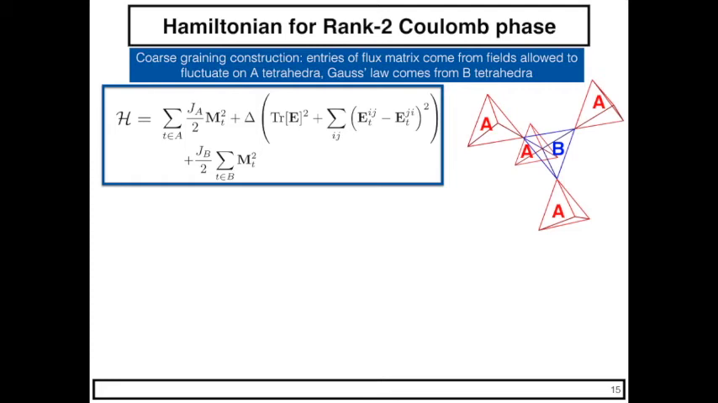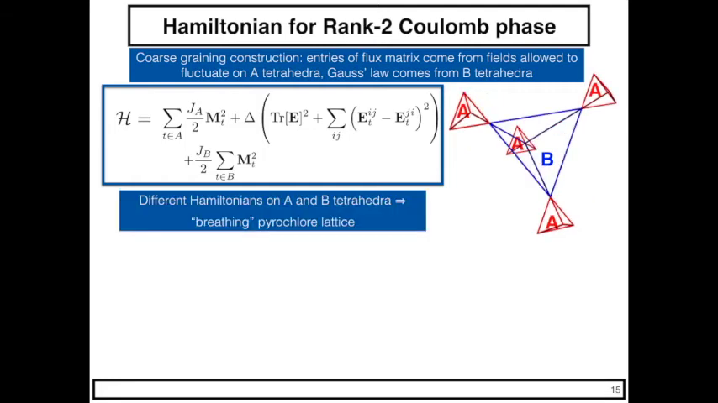At low temperatures, the additional terms on the A tetrahedra will force E to be symmetric and traceless, and the interactions on the B tetrahedra will impose a Gauss's law of the form appropriate to vector charges. In this new construction, the symmetry between A and B tetrahedra is clearly lost, which means we're actually working on a slightly altered lattice known as the breathing pyrochlore lattice with broken inversion symmetry. You can see in the picture here, the breathing pyrochlore lattice has one species of tetrahedra of a slightly different size than the other species. This is a real lattice that exists in many materials in nature.